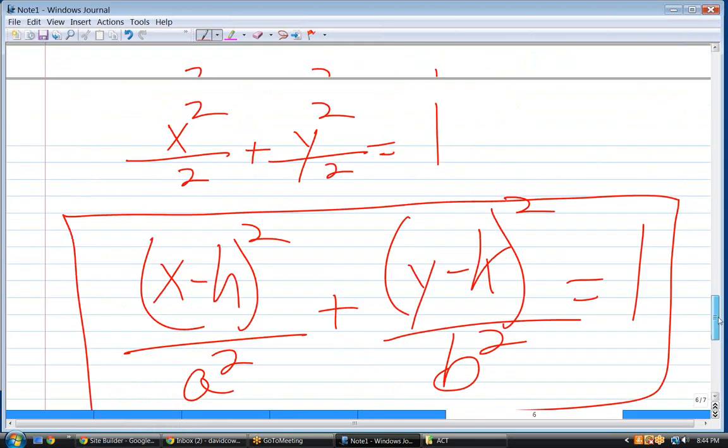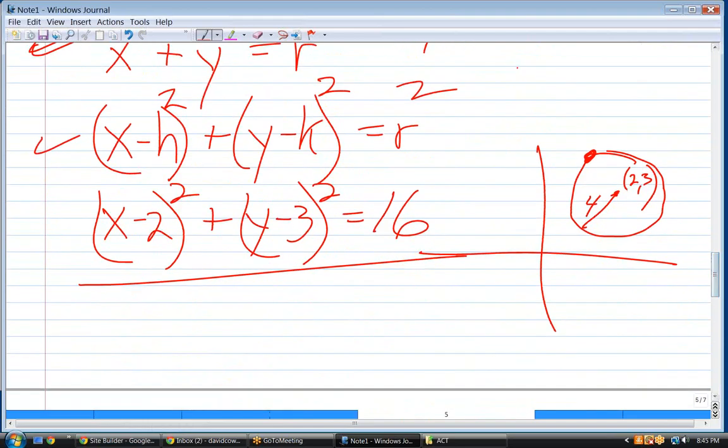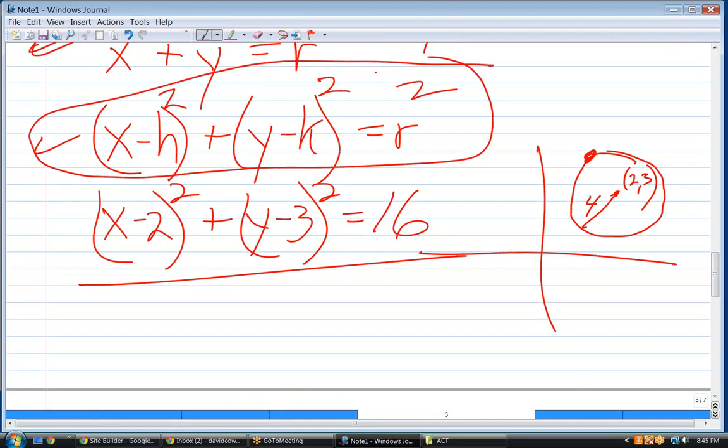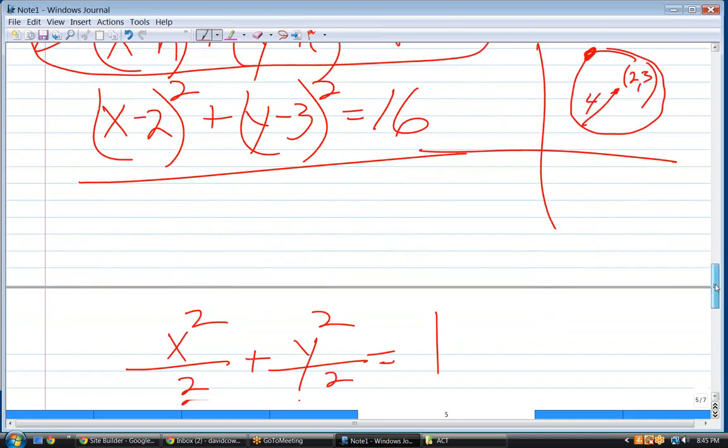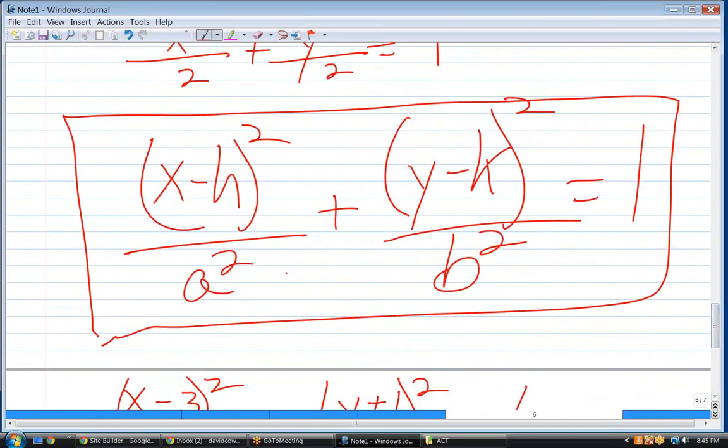That is the general formula for a circle. So if you want to memorize anything, memorize those two things and know what they mean. In other words, know what the H means, know what the K means, know what the R means. Know what the A means and know what the B means and the H and the K.